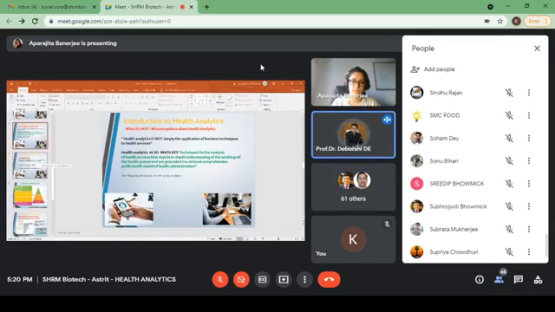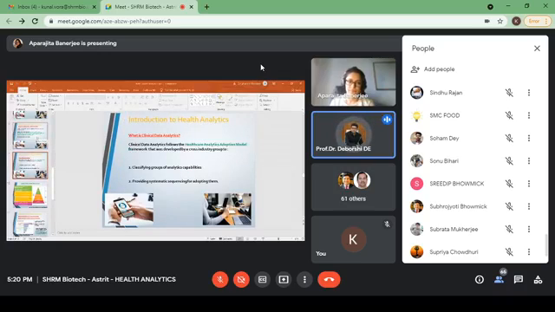So you see, it's a wholesome structure that gives you a wholesome outlook. So it's not in parts, it's not in silos. You get to work as a team, you get to see the whole picture. So that's very important. Next slide.